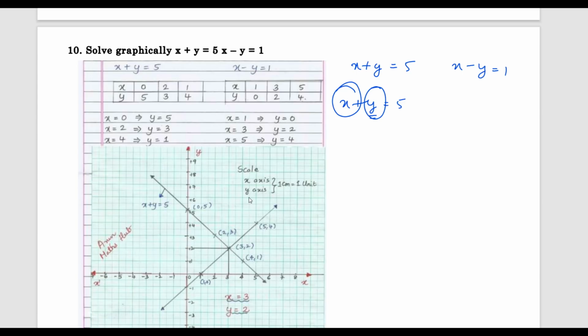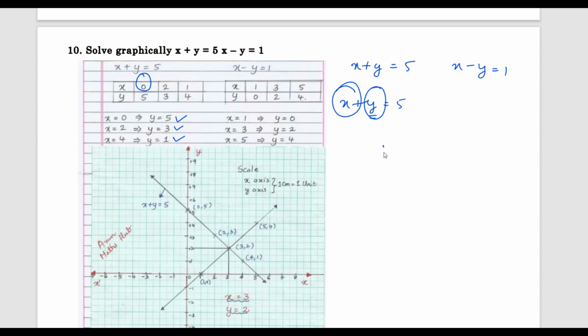Start with assuming x equals 0, what we get is y equals 5. In the same way, if you put x equals 2, y equals 3. Same way, x equals 1, y equals 4. Assume the x value or y value and find the other variable. For the second line, if I assume x equals 3, y is 2. If I assume x equals 2, y equals 1, x equals 4, y equals 3.